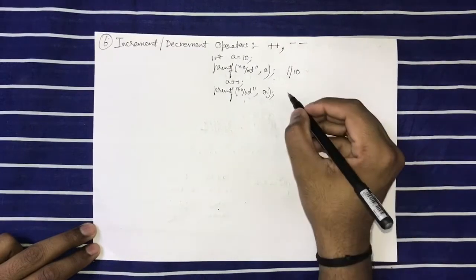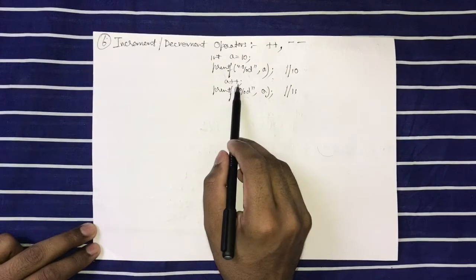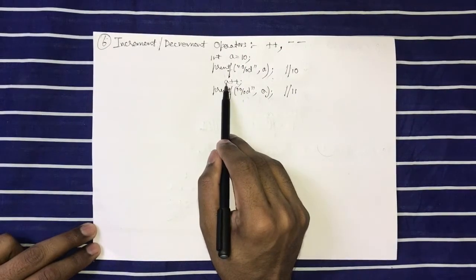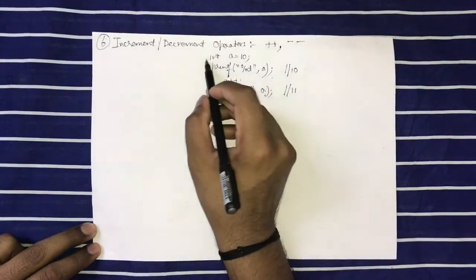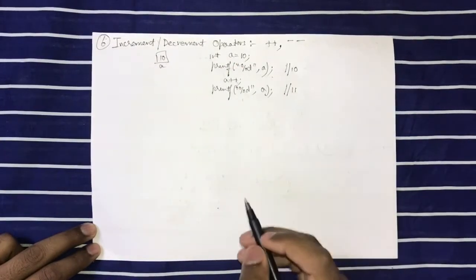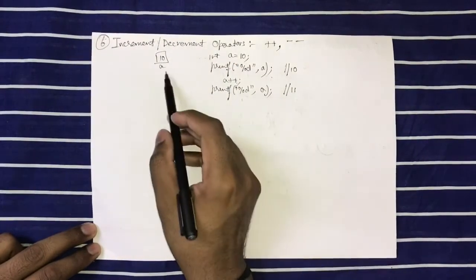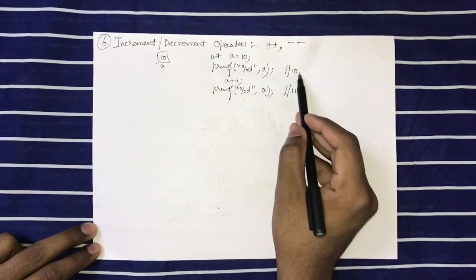Now what would be printed? 11. Why? Because this plus plus sign adds one value and stores it inside the variable a. So what would be the background formula? In this step I had a variable a containing a data 10. So when I called the variable a over here, it showed me the value 10.